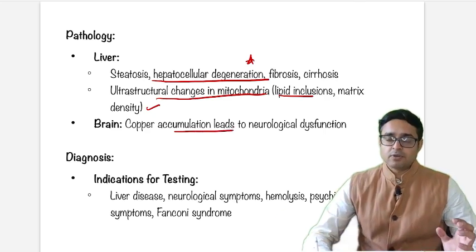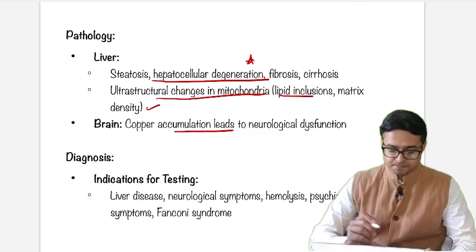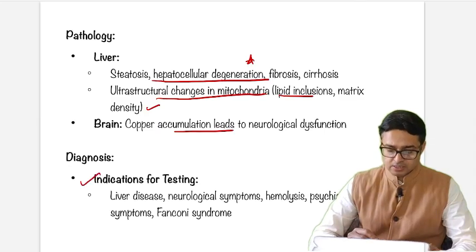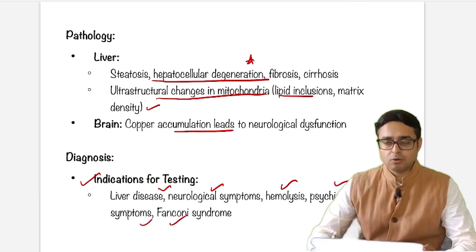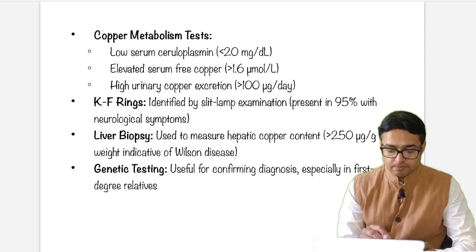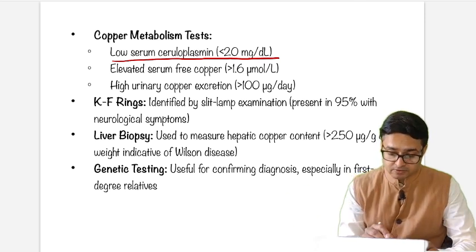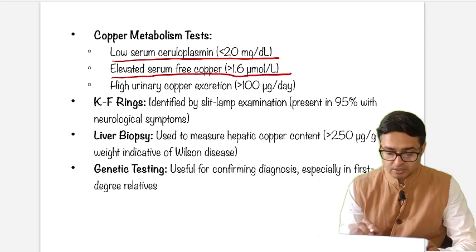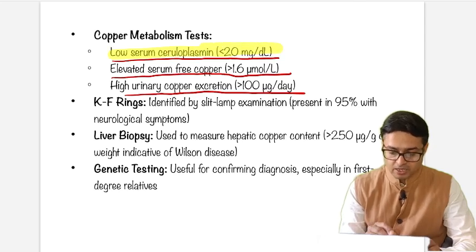Then comes the important thing. We have seen the child, we have thought of Wilson disease, we did this eye examination. How will we diagnose this as Wilson disease? Indications for testing: patient presents with liver disease, neurological symptom, hemolysis that is DCT negative, psychiatric symptom, Fanconi syndrome, we have to think of Wilson disease. Ceruloplasmin should be less than 20 milligram per deciliter because it is getting saturated by free copper. Elevated serum free copper is more than 1.6 micromole per liter, and the excess copper is getting excreted in urine, more than 100 microgram per day. So these three values are very important, we have to remember them.